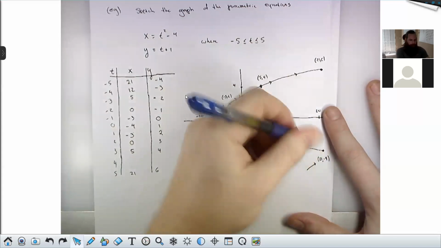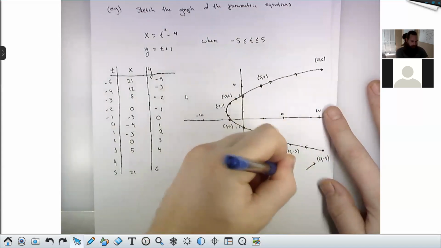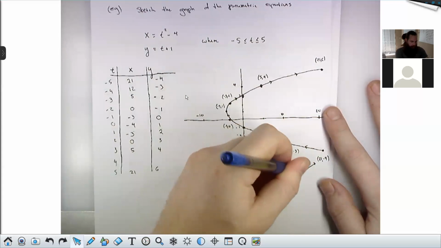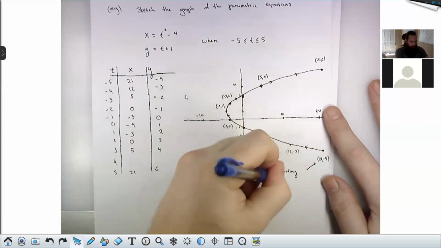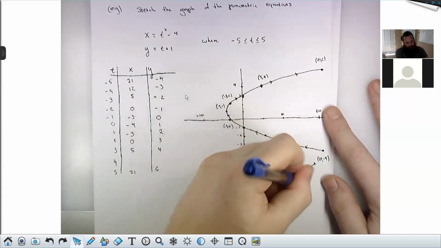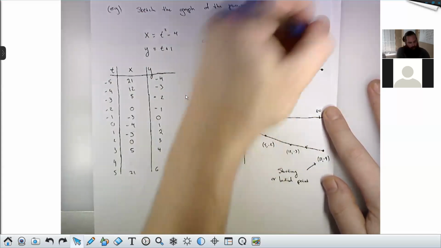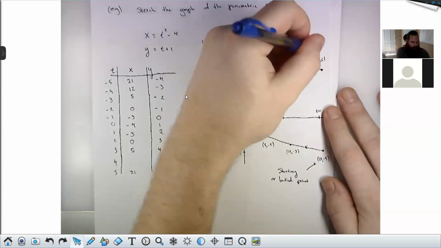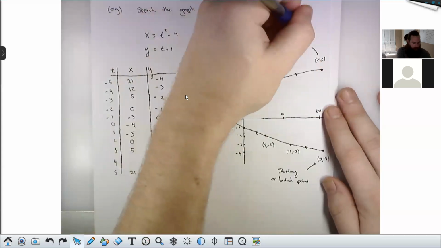The starting point is sometimes called the initial point. And the ending point is sometimes called the terminal point.